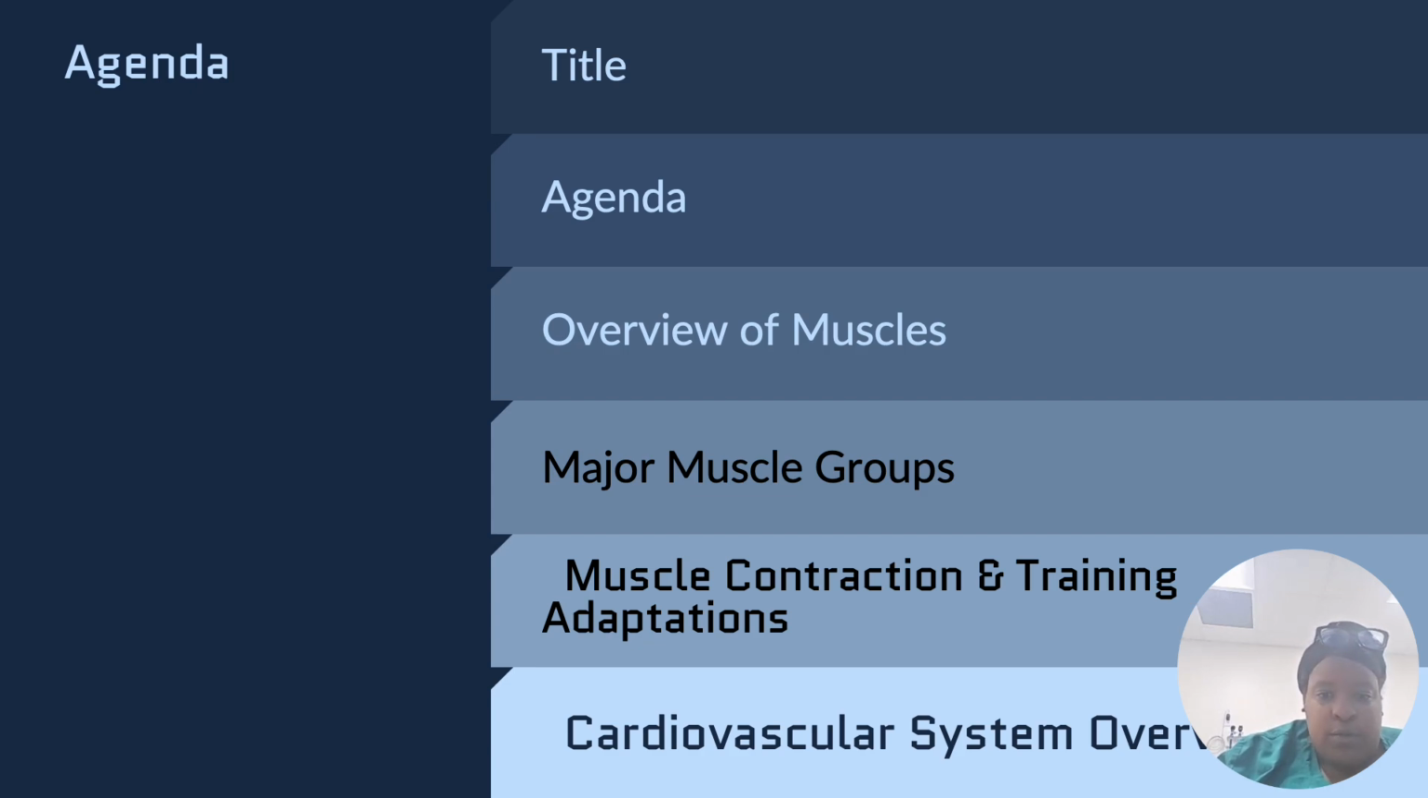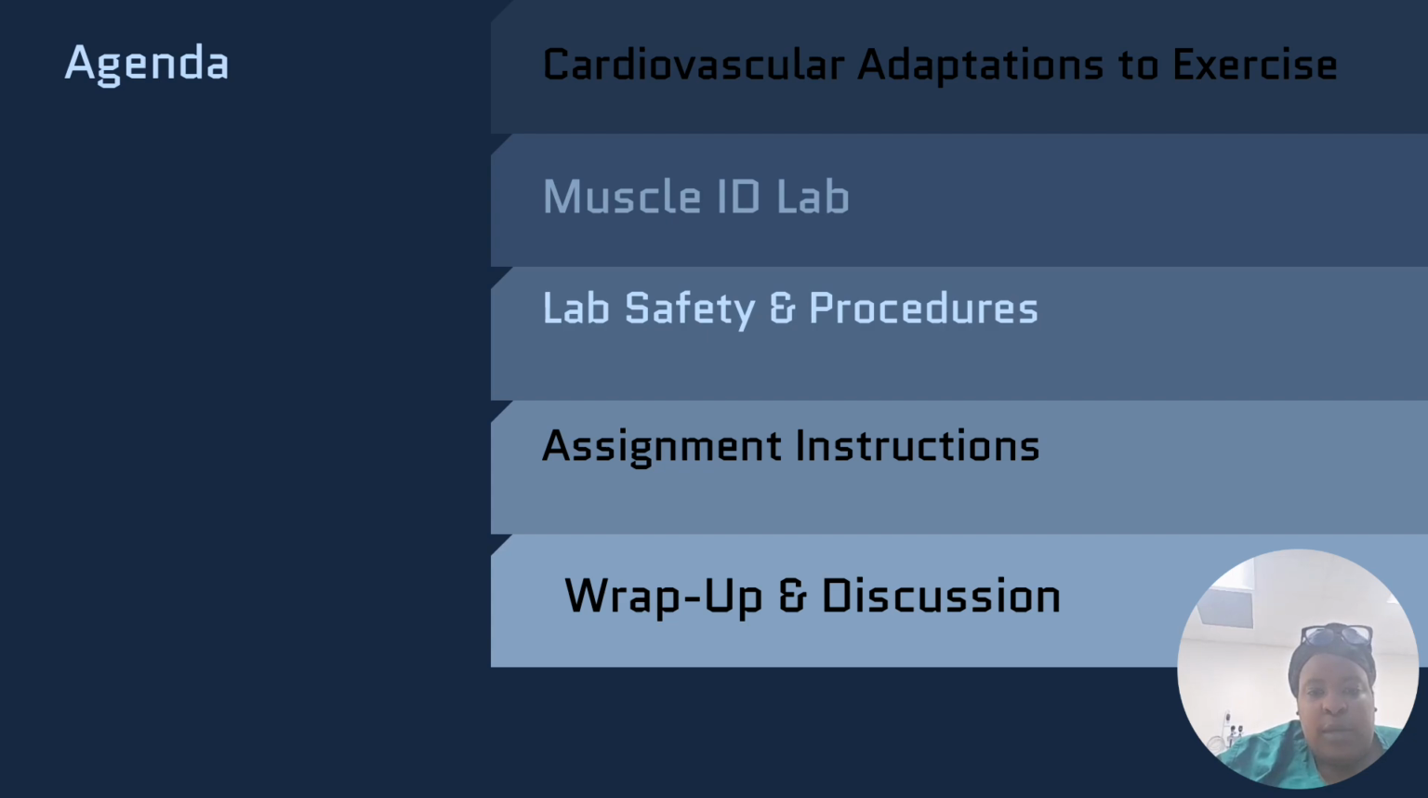First we start off with an overview of muscles, the major muscle groups, muscle contraction and training adaptations, and the cardiovascular system overview. Then next we will talk about cardiovascular adaptations to exercise, the muscle ID lab safety and procedures, assignment instructions, and then wrap up and discussion.